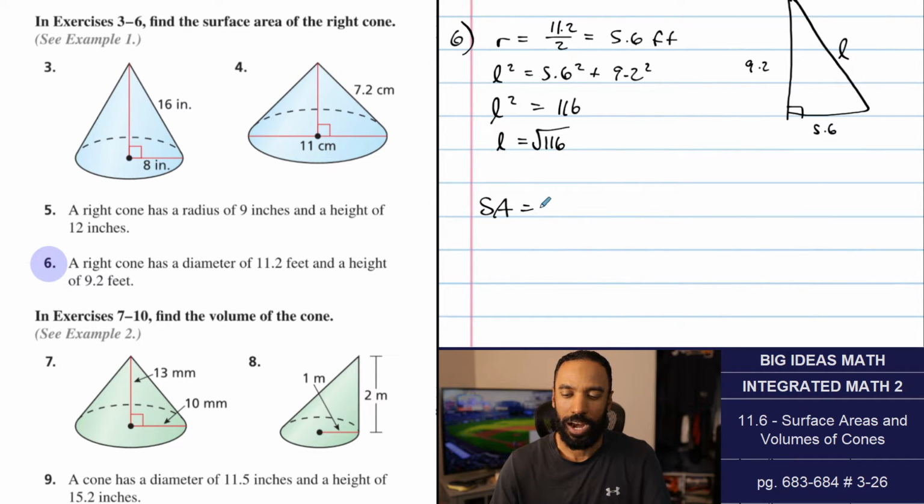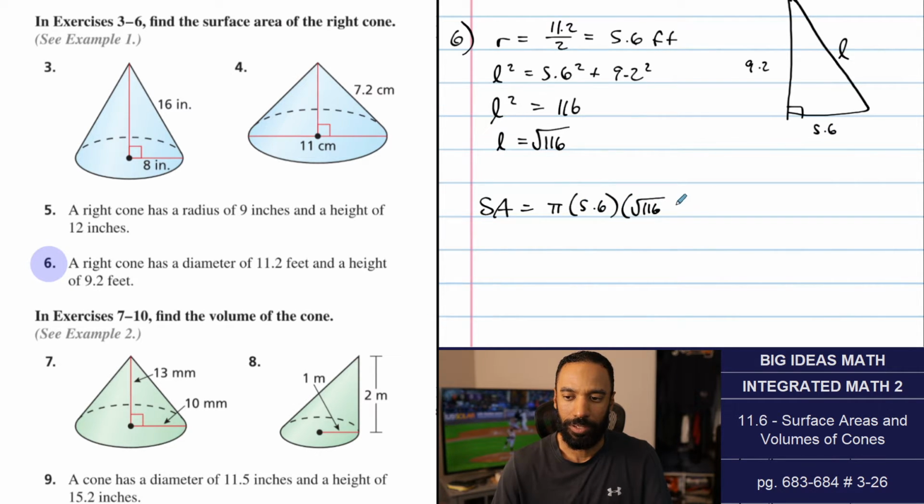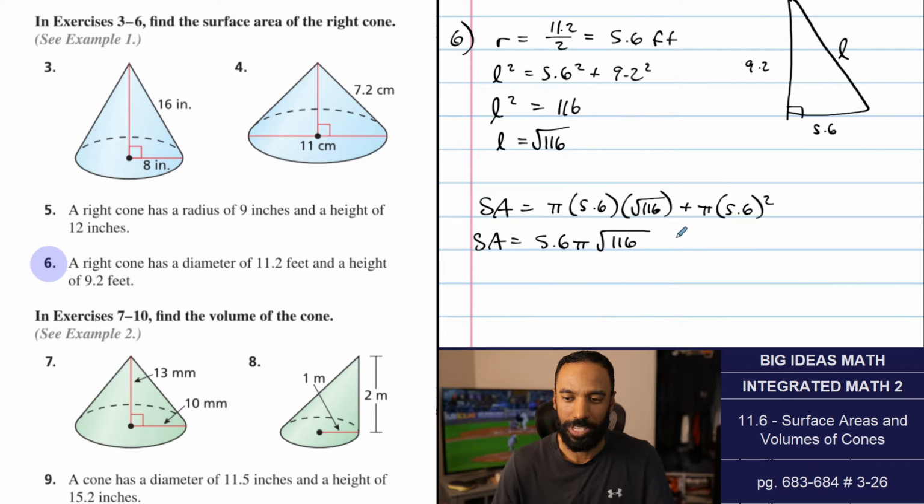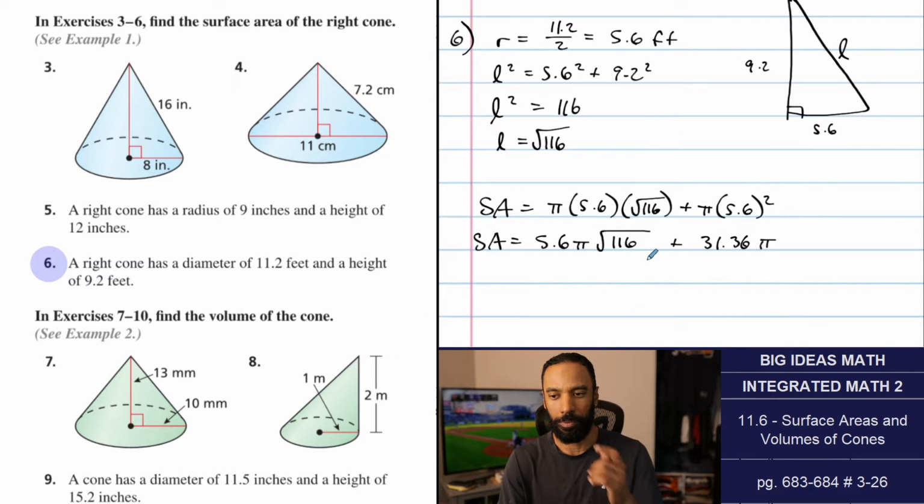So surface area is pi times radius times slant height, pi RL, plus pi times radius squared. You can't really get too clean with this thing. 5.6 pi root 116 plus whatever 5.6 squared is, 31.36. I'm just going to leave it like this anyway, given that there's the radical there. They can't really combine very well.